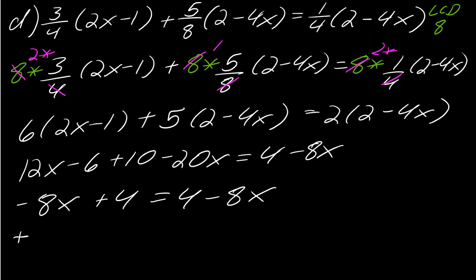So I'll go ahead and add 8x to each side. So notice what happens here. Negative 8x plus 8x, those drop out. So I'm left with 4 equals 4. Now that's a true statement.